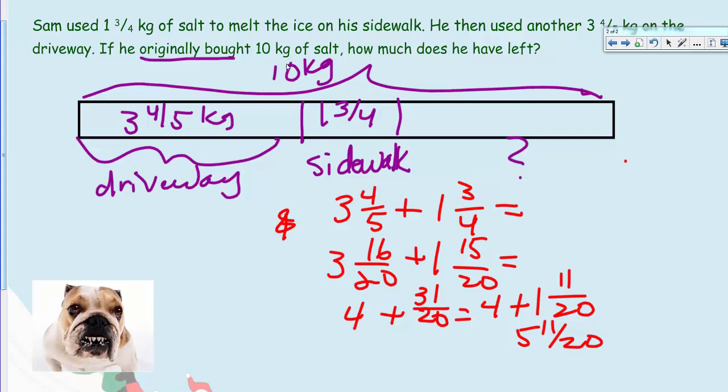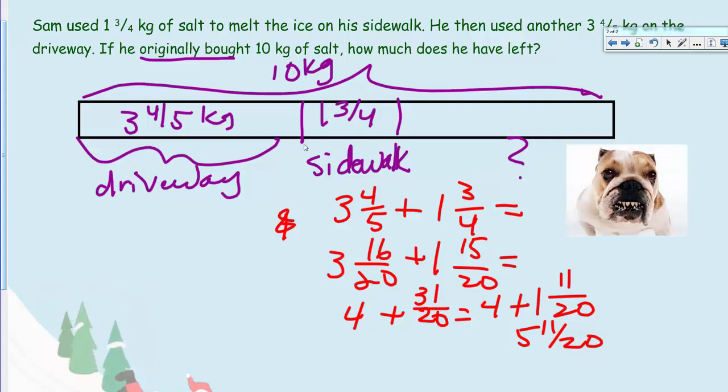Now we can subtract our 10 kilograms. Now that we know this amount, we can take our 10 kilograms, subtract the amount of salt that Sam used on his driveway and his sidewalk to figure out how much would be left in that probably big, huge bag. So let's go ahead and take the 10 and subtract our 5 and 11/20ths.